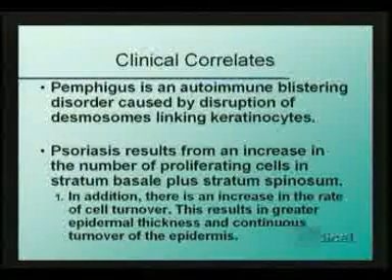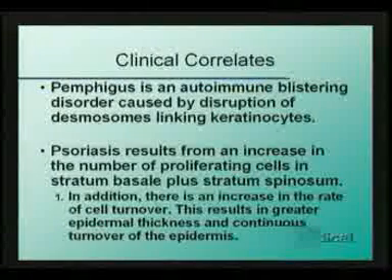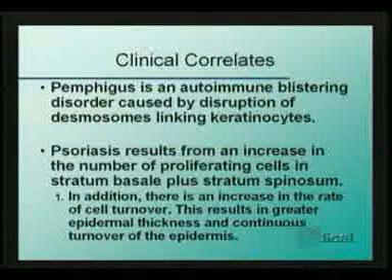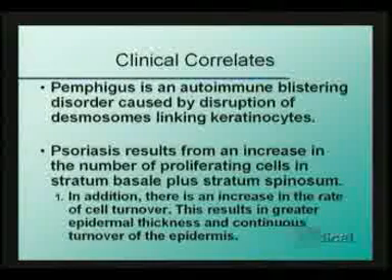Some diseases are associated with stratified squamous epithelium of skin, and it's important to make the distinction between pemphigus and pemphigoid. Pemphigus is an autoimmune blistering disorder caused by disruption of the desmosomes linking the keratinocytes in the basal layers of the epidermis.